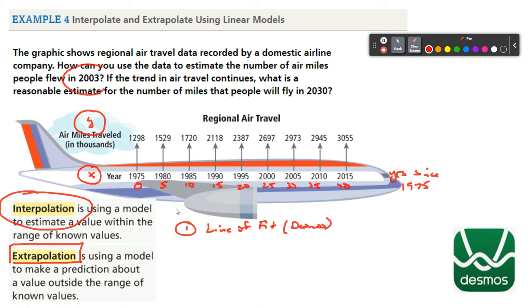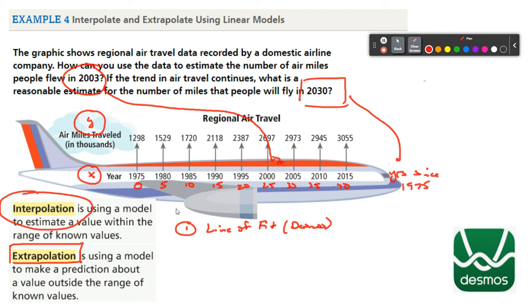Notice this says 2003. 2003 is right smack dab in here, so that would be an interpolation. But 2030 is way out here after 2015. This is called an extrapolation because it's extra, on top of. Sometimes extrapolations are not accurate, so you have to be careful, because this model is fitted to this data, not extra data outside of it. We'll talk about that as we go through.